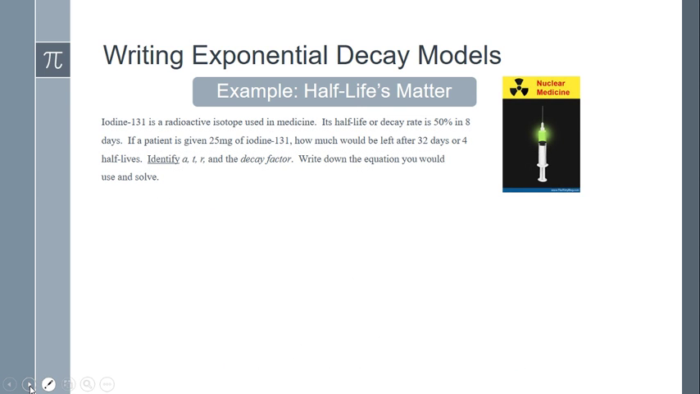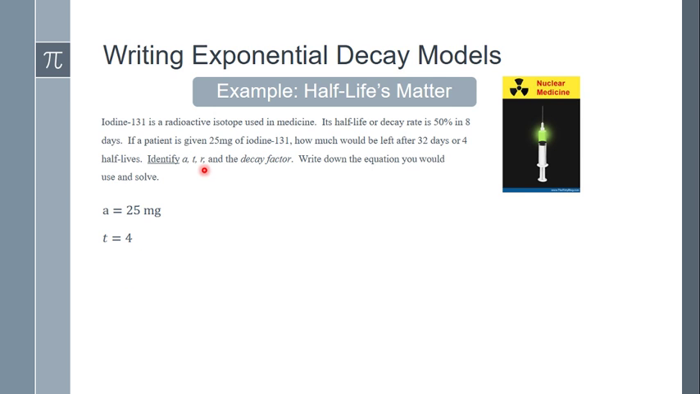Alright, so here's our problem setup. I always want to start with thinking about my exponential growth model before I start plugging in my values, so I know I need to know what the initial amount is. Well, it says here that the patient is given 25 milligrams of iodine-131, so our initial amount then is 25. The time period here is 4, because we want to know how much would be left after 4 half-lives, and we're letting t represent the number of half-lives in this case.